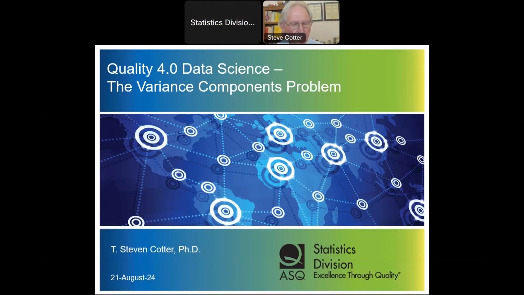Our lecturer today is Dr. Cotter, who is a master lecturer with the Engineering Management and Systems Engineering Department at Old Dominion University. He has a PhD in Engineering Management and Systems Engineering from Old Dominion University, as well as a Master of Science in Engineering Management from UMass Amherst, and also an MBA with a finance concentration and a Bachelor of Science from the University of South Carolina. And he is certified in quality and reliability by ASQ.